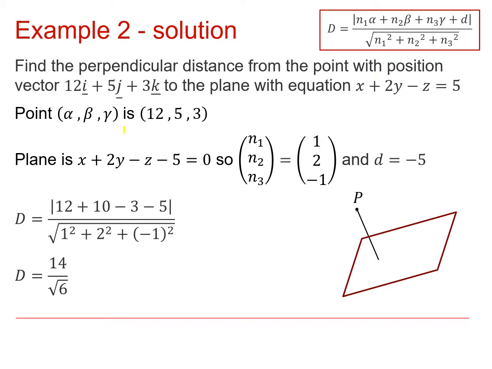And again, there's that written up for you. Alpha beta gamma is the point (12, 5, 3), as we saw from extracting from there. Rearrange the equation to make sure that we get the right value for d is minus 5. And we've got the individual values for n1, n2, and n3. Plug them into the formula, and out comes the final distance. And again, positive quantity, remember.